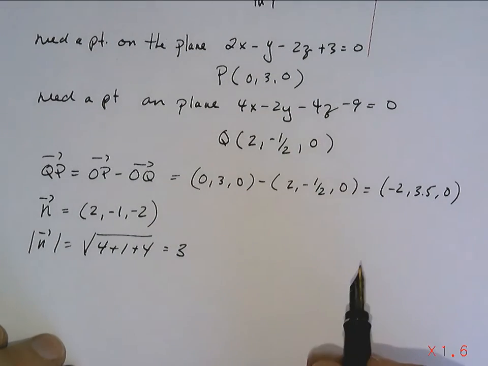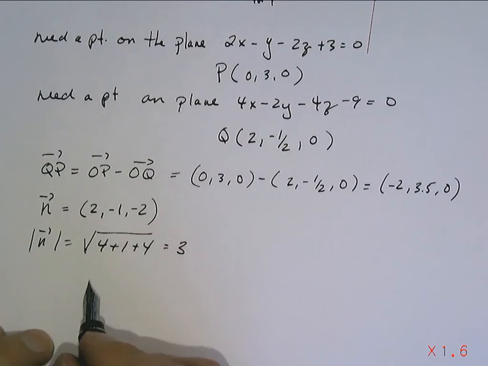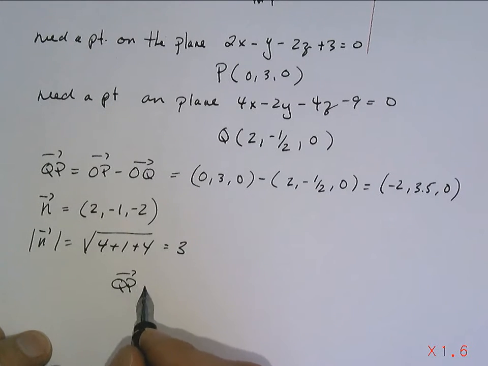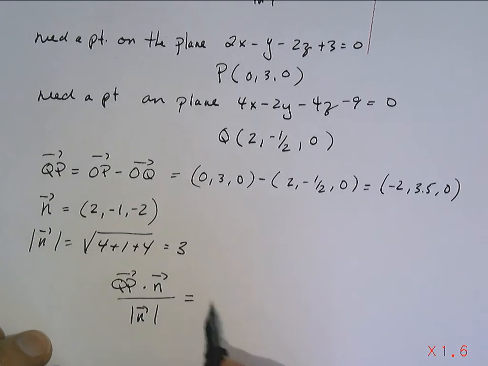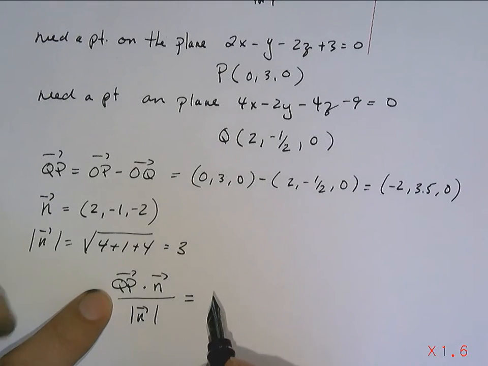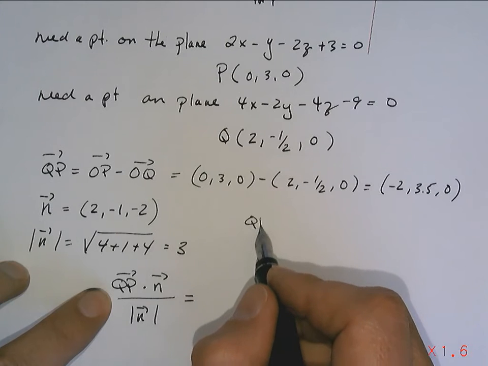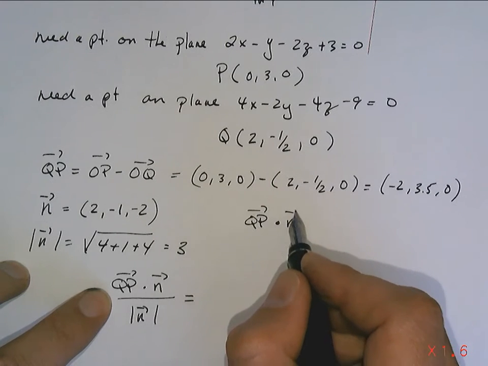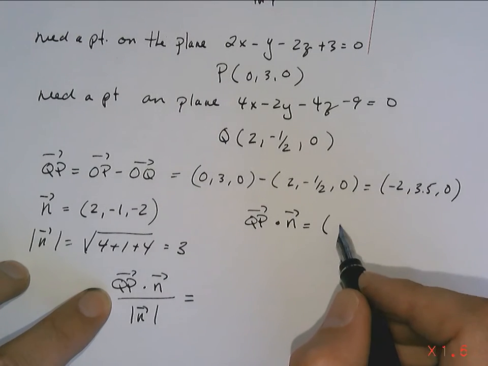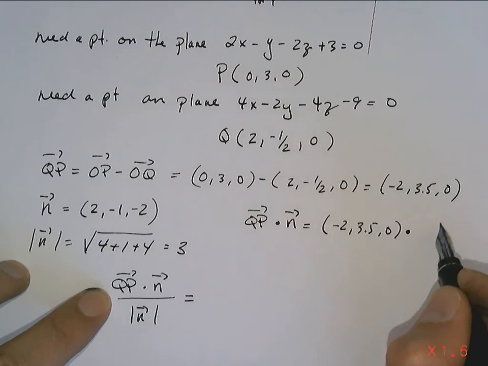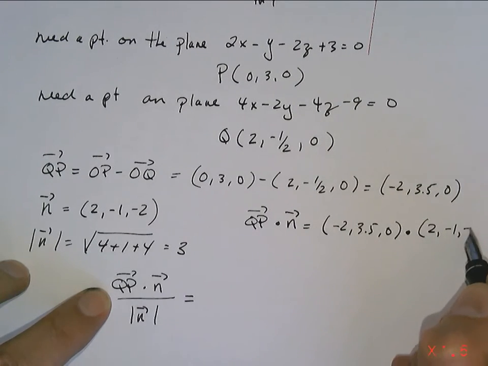And so plugging into our formula, we're going to say that QP dot n over top of the magnitude of n equals. I haven't done the dot yet, so let's do the dot. QP dot n is going to equal negative 2, 3.5, 0 dot 2, negative 1, negative 2.